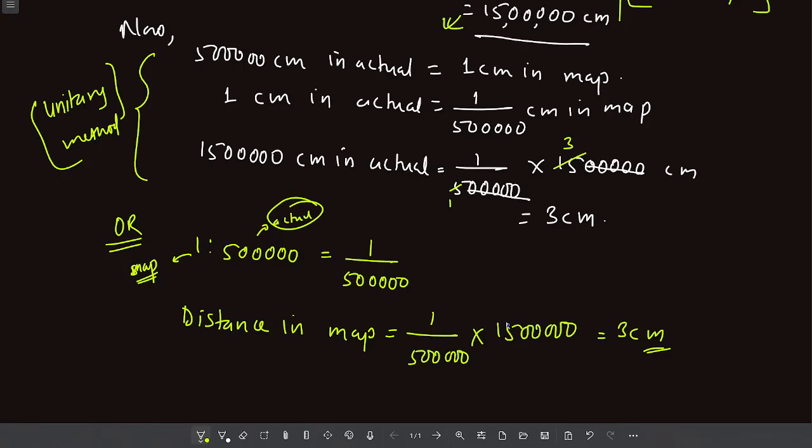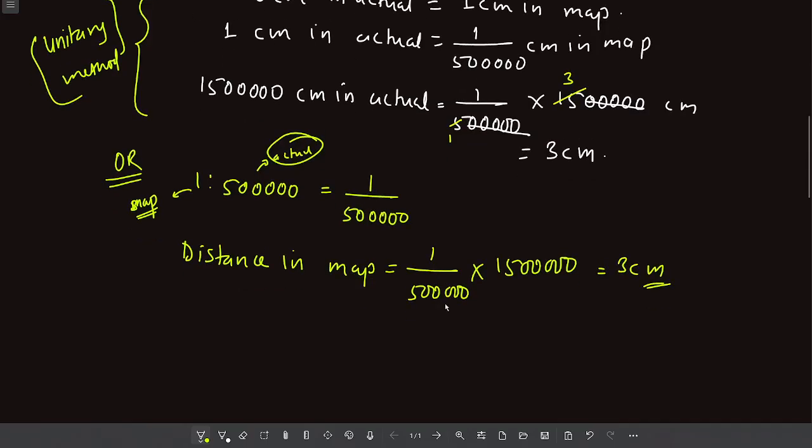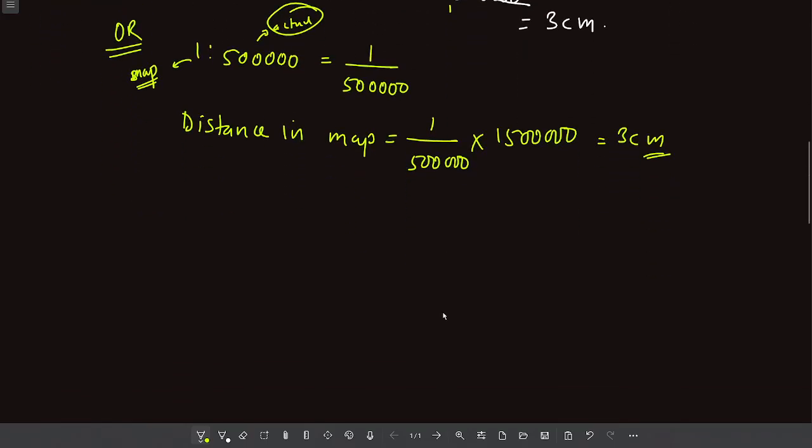And if we need to convert the actual distance into the distance of map, then the scaling of that map must be in the numerator. Like here, this one is the scale for the map, so that is why it is kept at the numerator. Okay, we got 3 centimeter here.